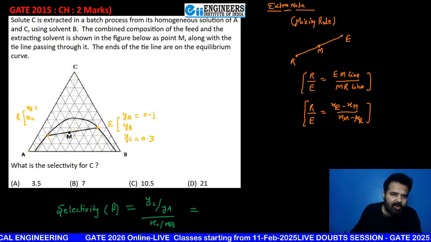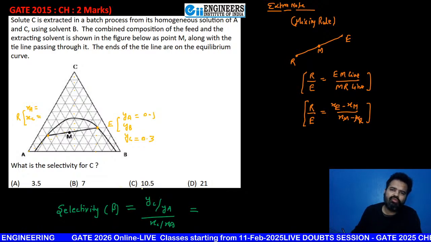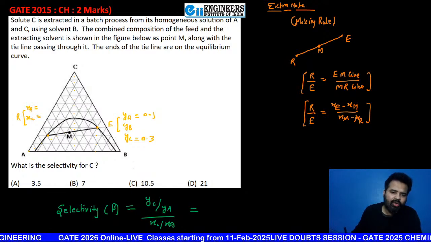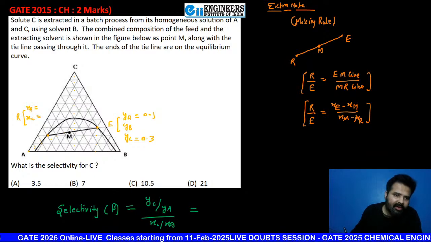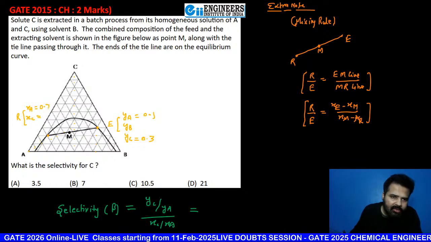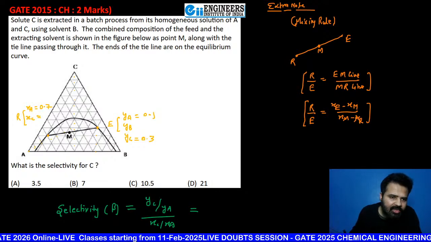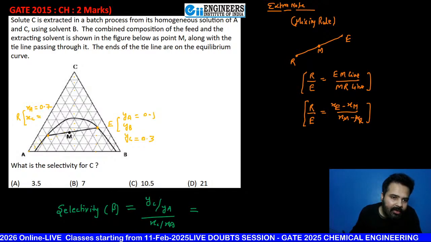Why are you worrying about B? Because in this calculation, you don't need to use B. So how much is A? A is 100, 90, 80, 70. Check it, and tell me if I am making any mistake during counting: 100, 90, 80, 70.